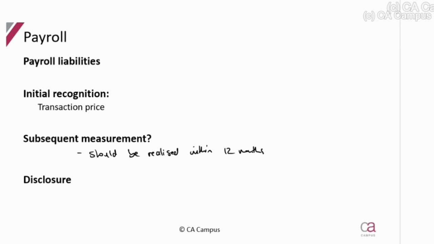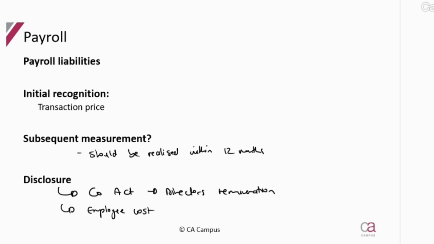Your disclosure, in terms of your IFRS requirements, you've got to obviously disclose all the details with regards to all your expenses and so on, your payroll expenses, your directors' disclosures in terms of the Companies Act, directors' remuneration, and then in terms of IAS 19, we've just got to have all our employees' info, employee costs info. That needs to be disclosed.